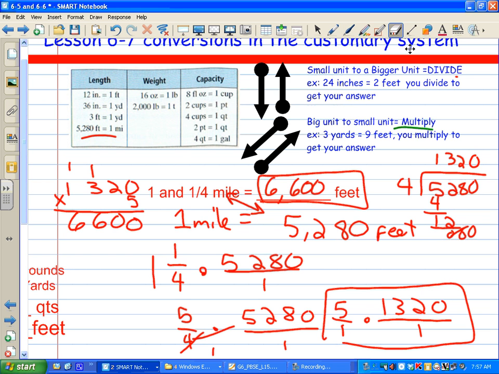So those are how you do 2 types of conversions. And remember, if it's going up and down, we divide. If it's going diagonal, we multiply.